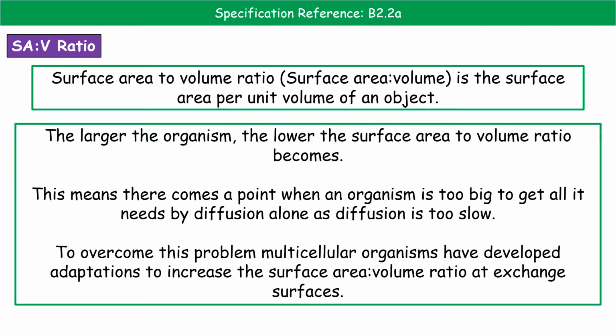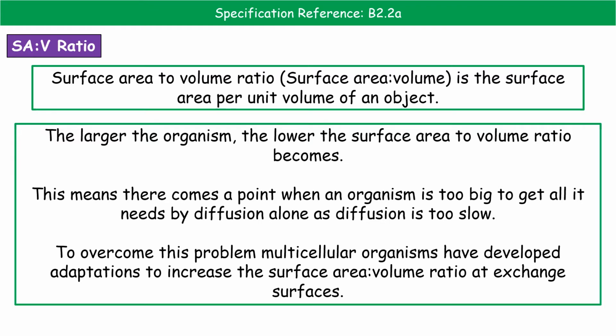First thing, we need to understand the definition: surface area to volume ratio. When we talk about the surface area to volume ratio, this is the surface area per unit volume of an object. Now, this is going to be really important as far as living things are concerned, because this surface area to volume ratio is going to determine whether we can get everything we need by diffusion, or if we're going to need something else to supply those vital components to our organism.